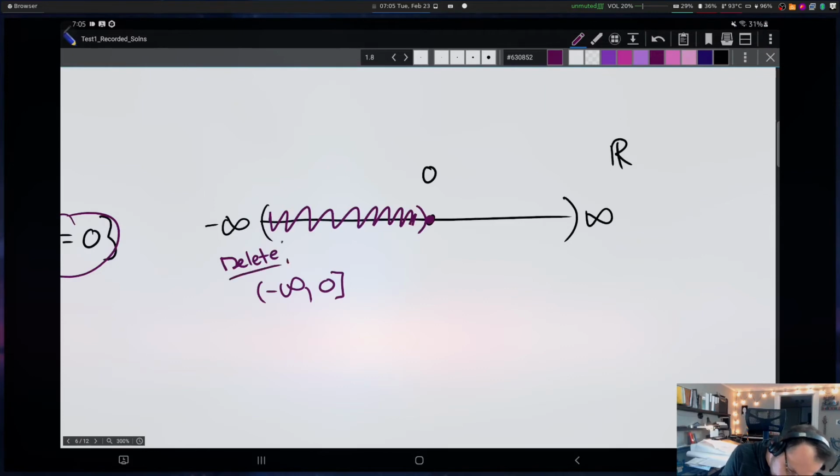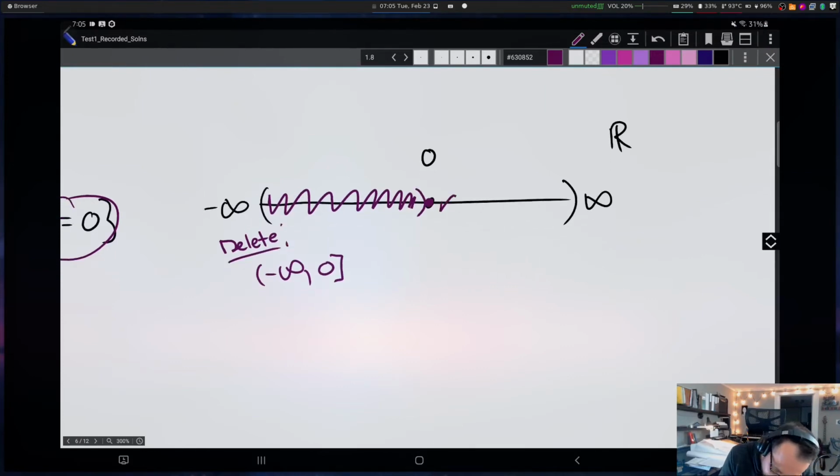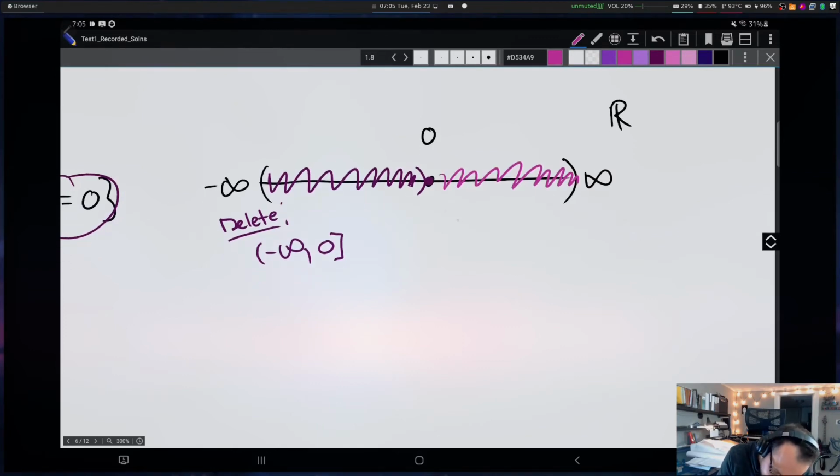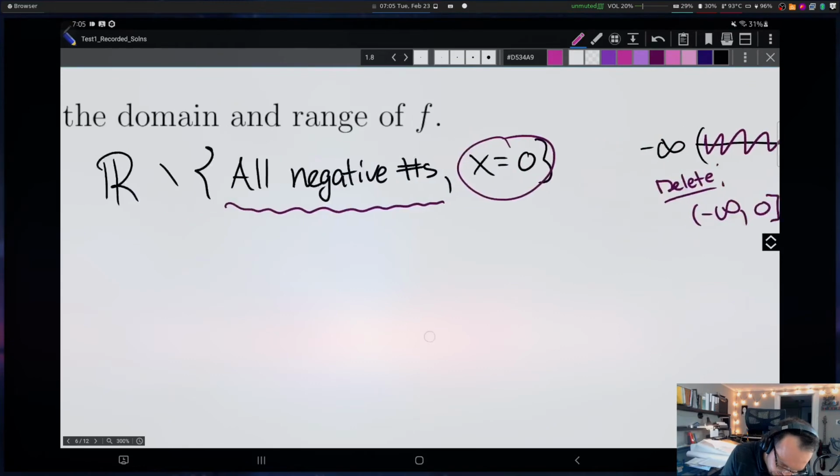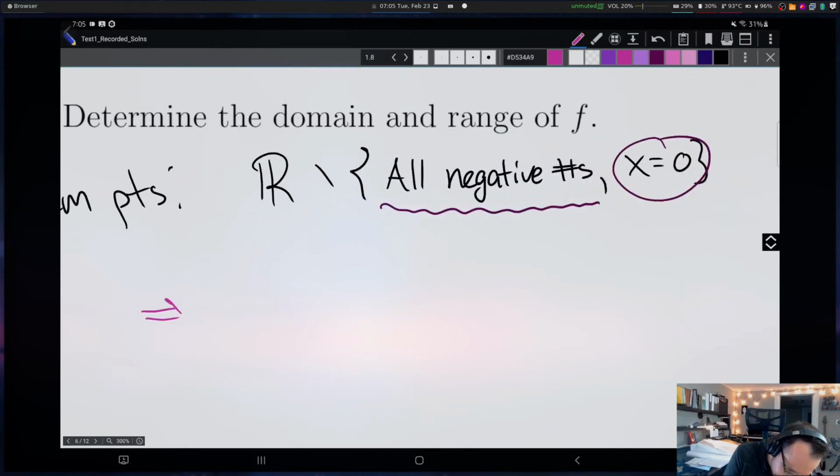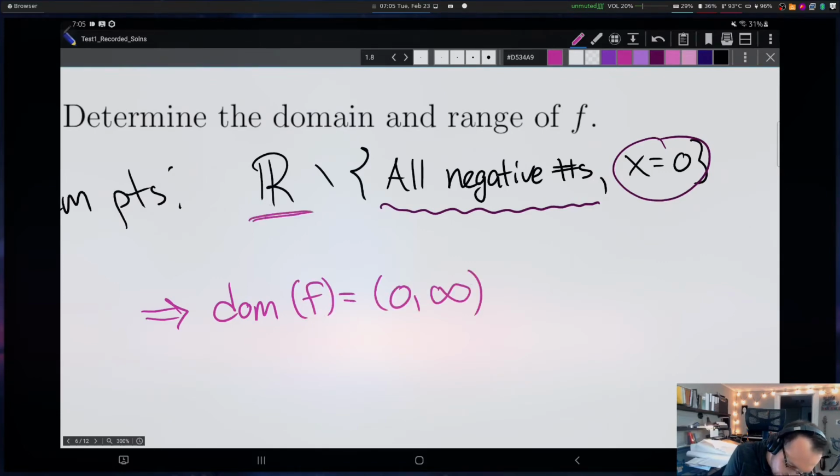And what are we left with? Well, it's everything over here, let me do it in a different color, everything in pink. So what's left is 0 to infinity. And I can't include 0, right, because 0 was one of the things I had to throw out. So the domain of f is 0 to infinity. It's all of the real numbers, except I've thrown out all of the ones that cause problems, and I'm just keeping whatever I'm left with.